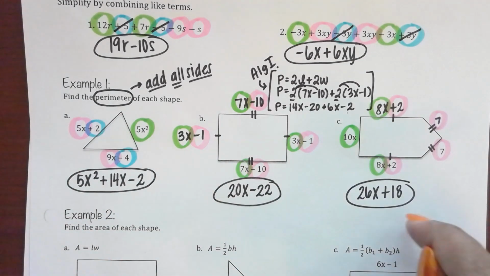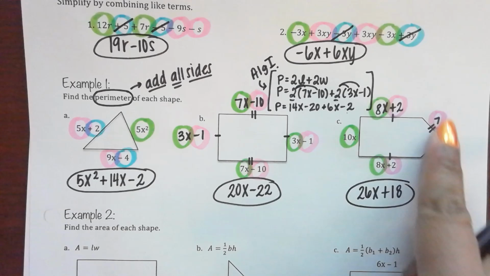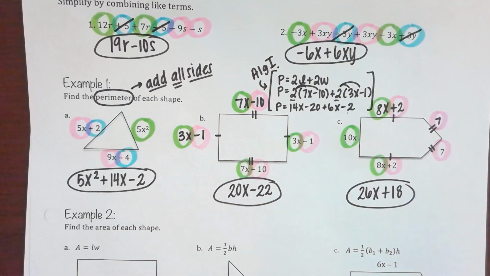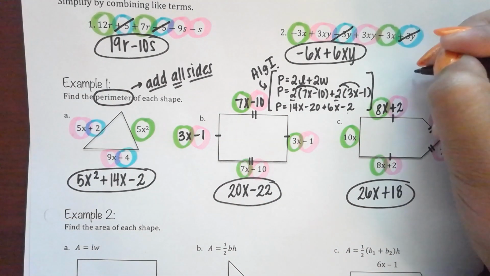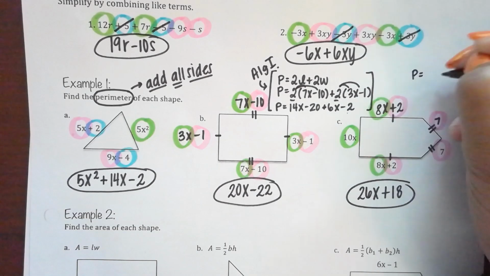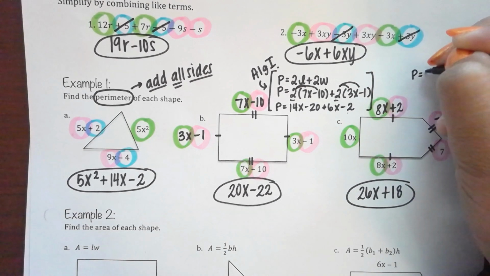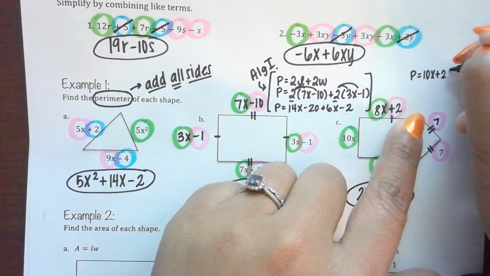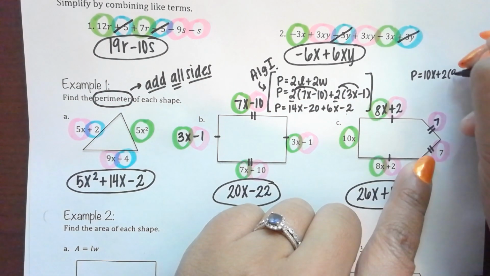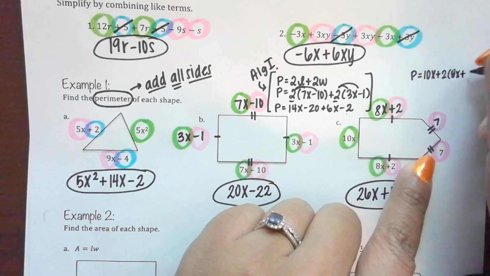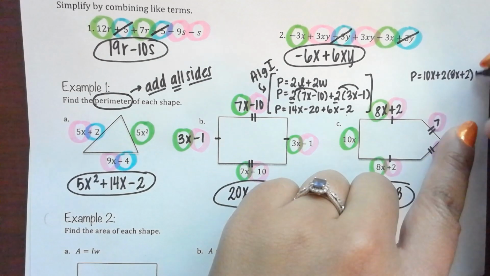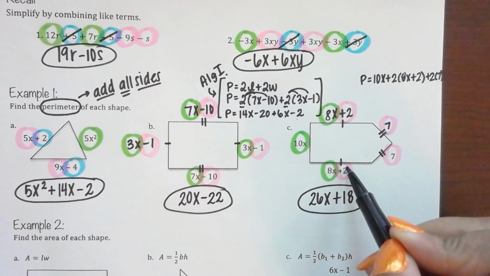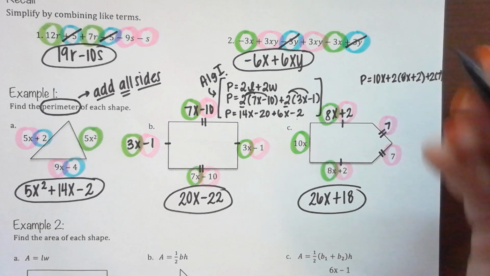The same thing can happen over here, except a shape like this doesn't have a special way of writing it. So it would just be the perimeter is equal to 10x plus 2 times 8x plus 2 times 7. The reason why is because we have 2 sides that are equal here and 2 sides that are equal there. Make sure you're writing this down.